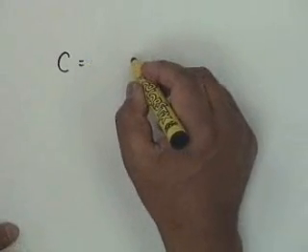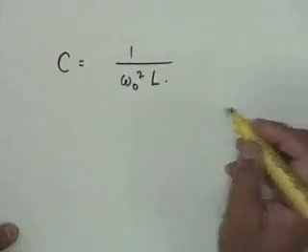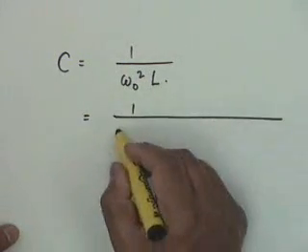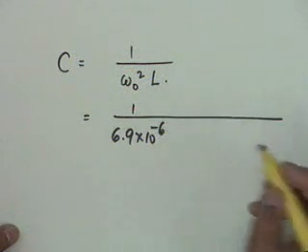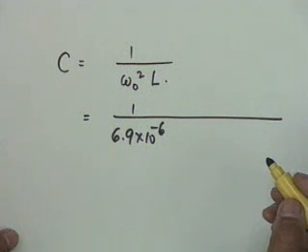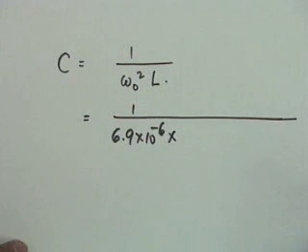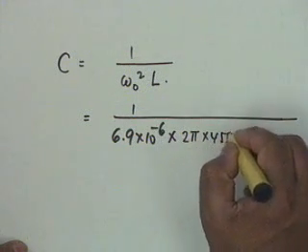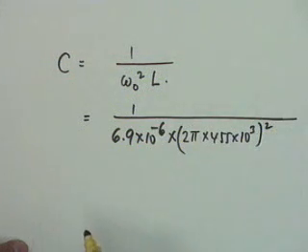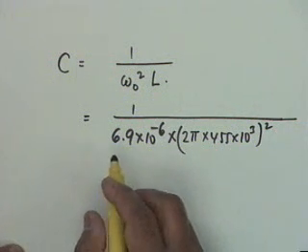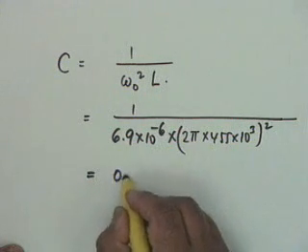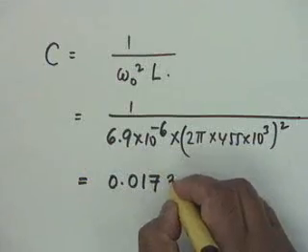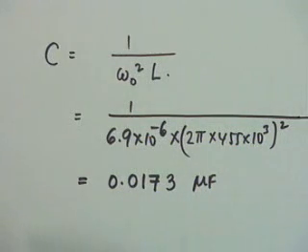The required capacitance C is 1 by omega naught squared L, and that is equal to 1 by 6.9 microhenry multiplied by 2 pi times 455 times 10 to the 3 whole squared, and this comes out as 0.0173, exactly as in the previous case, isn't it? 0.0173 microfarad. So many farads, so many microfarad. And C, as you know, it should come out to be the same.